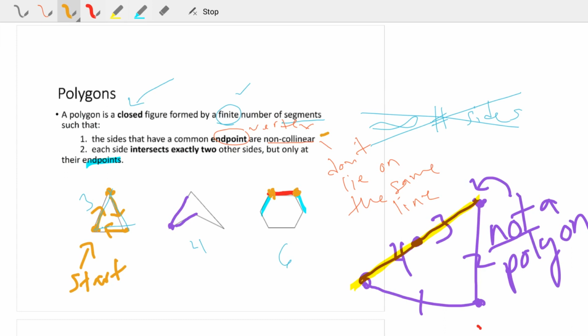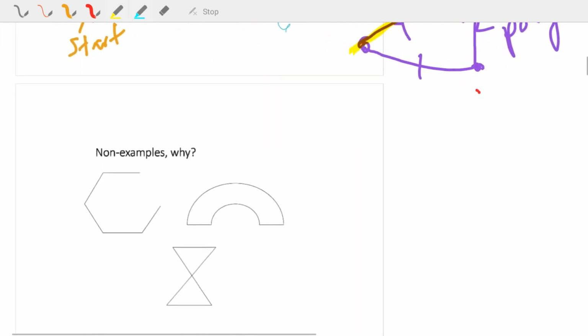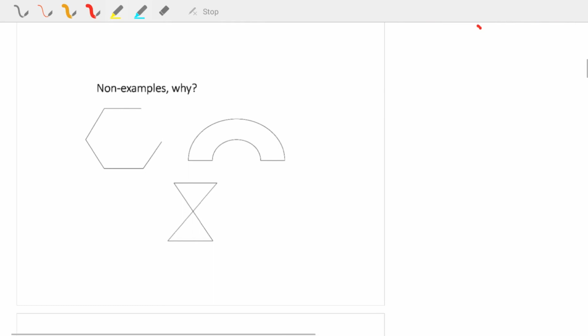So that is a very mathy definition of what it means to be a polygon. If you get to higher level geometry, this is actually going to be super important for you, and this is where you start getting more intricate stuff. So let's go ahead and look at these here.